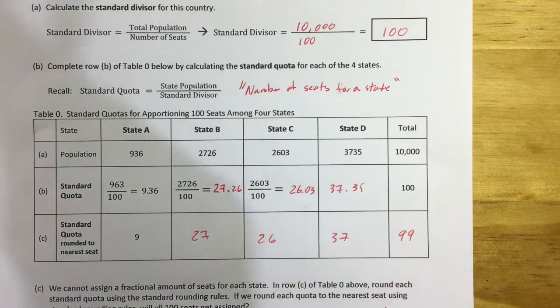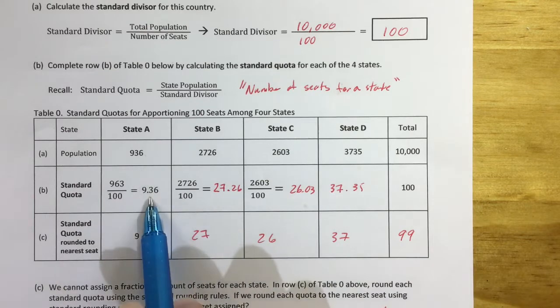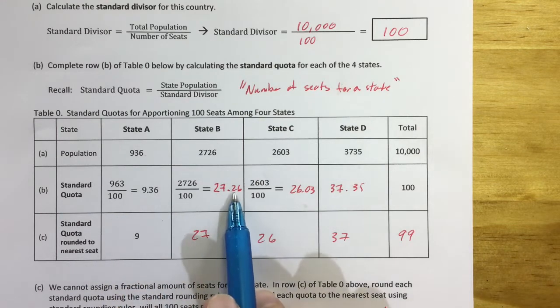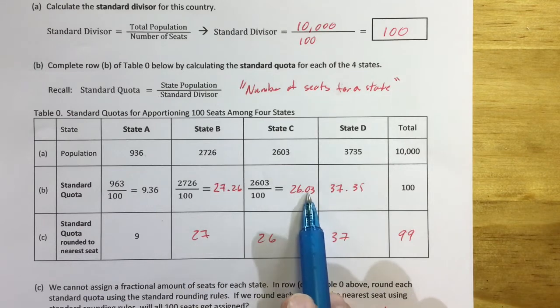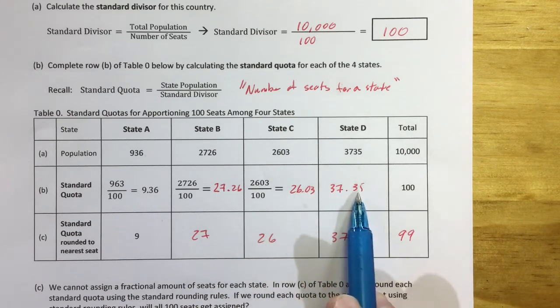Next, based on how we've been taught math in the past, because you can't have a partial seat, we're going to do some rounding. Anything that's 0.4 or below is going to go down. Anything that's 0.5 or above goes up. So this one's going to round down to 9. The 27.26 is going to round down. That's definitely going to round down with the 0.0. That's also going to round down.